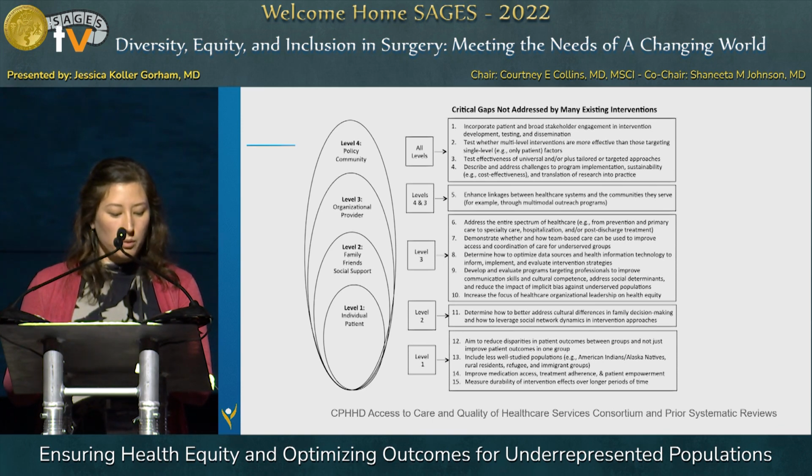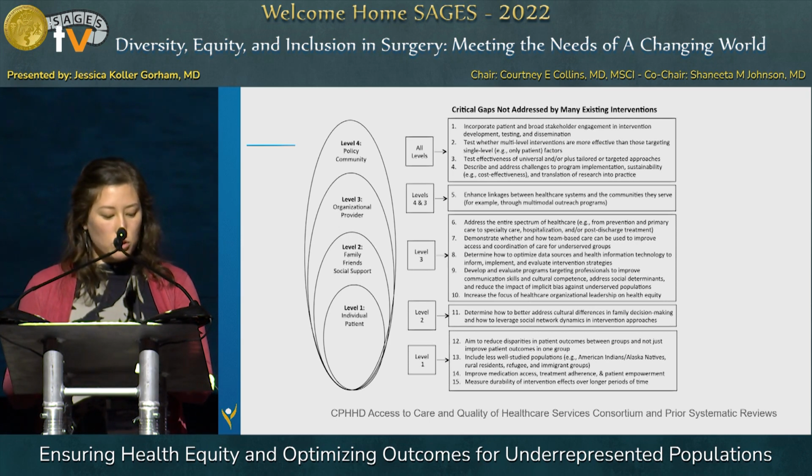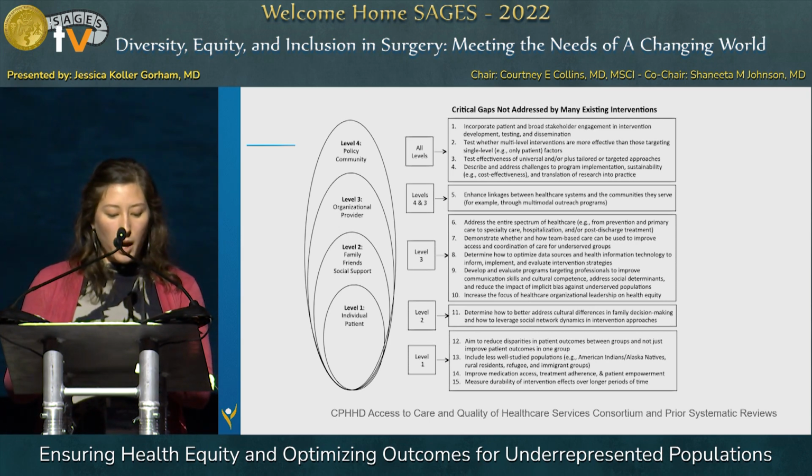At level 2, we need to do better across addressing cultural differences in family decision-making and make use of these social network dynamics in approaching intervention. At level 3, we need to research and address not only prevention, care, and hospitalization, but post-discharge factors and physician cultural competence. And policies should do more to bridge the gap between the healthcare facilities and the communities they serve.